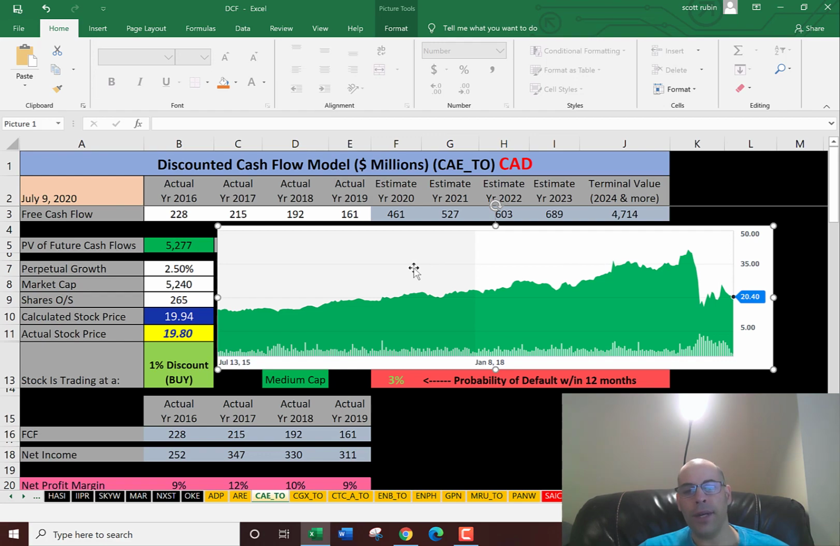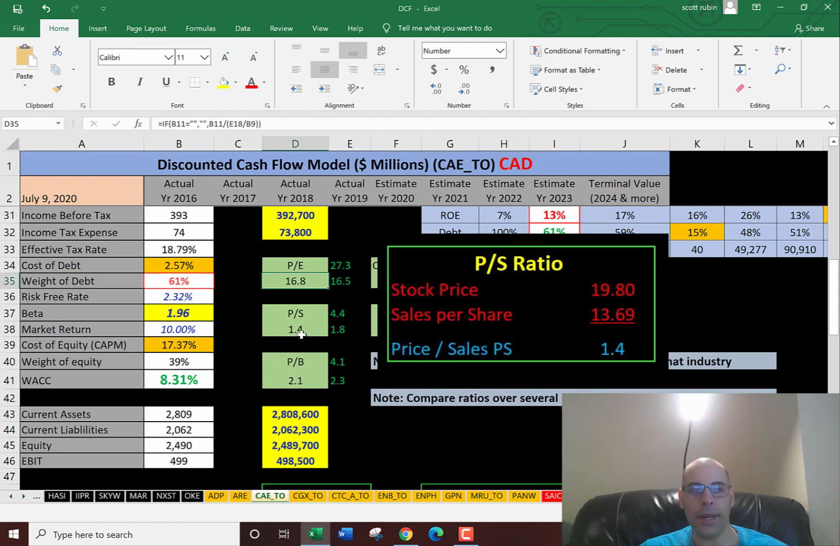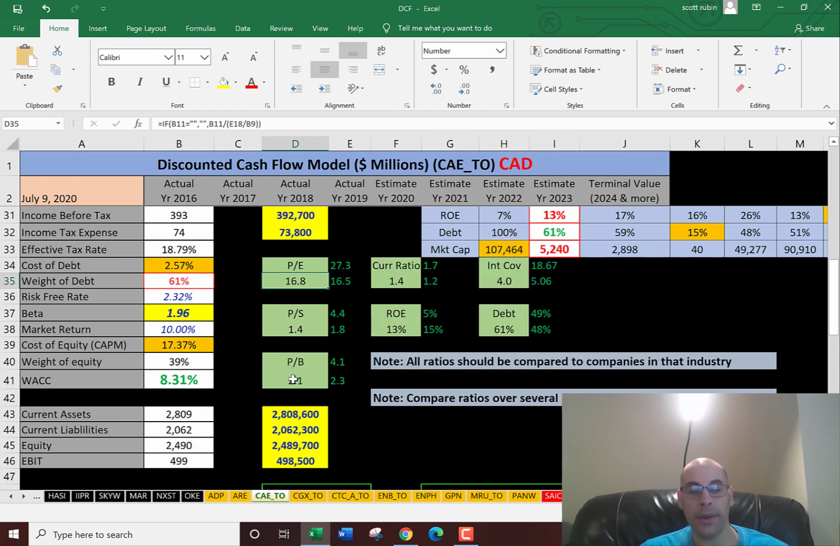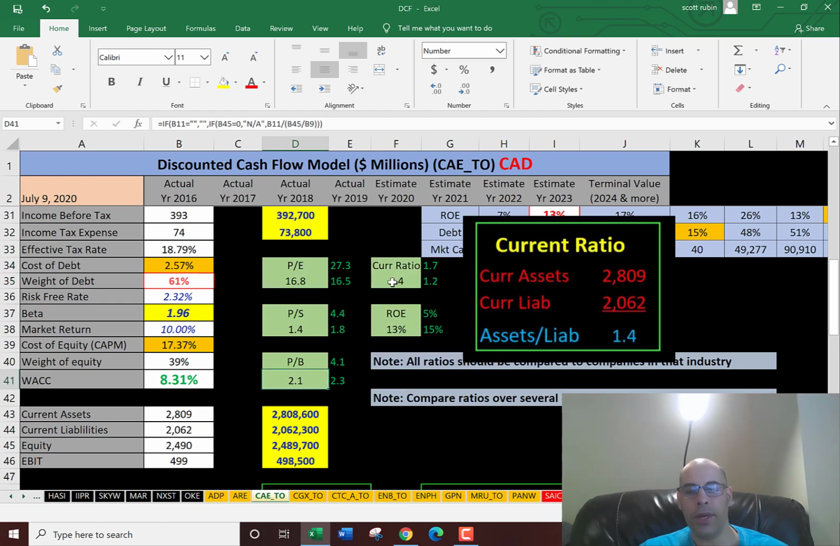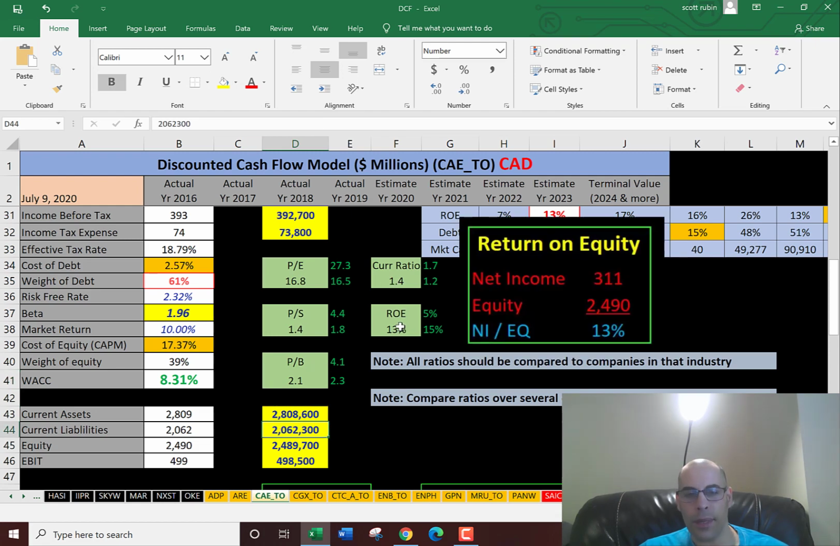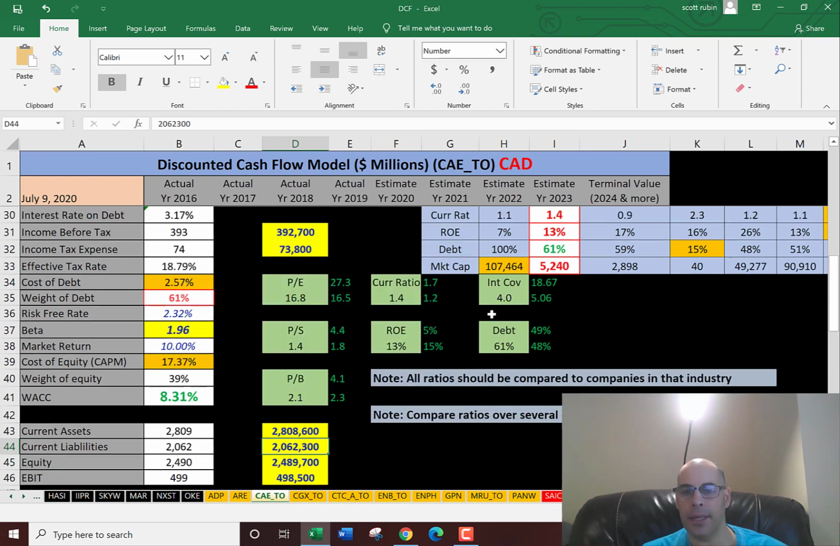Let's look at the financial ratios of the company. So they have a decent PE of 16.8. That's price to stock over earnings per share. They have a really good price to sales ratio of 1.4. That's price to stock over sales per share. They also have a good price to book of 2.1. That's price of stock over book value per share. They're in good shape in current ratio, 1.4, so they can cover their current liabilities. The ROE is 13%. That's a little low. That's net income over equity. They're doing good in interest coverage. They can cover their interest expense 4 times. And they're a little high in debt at 61%.